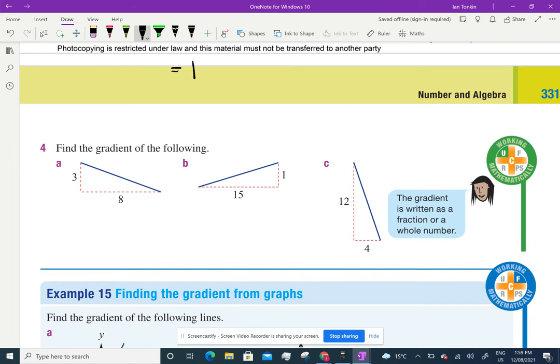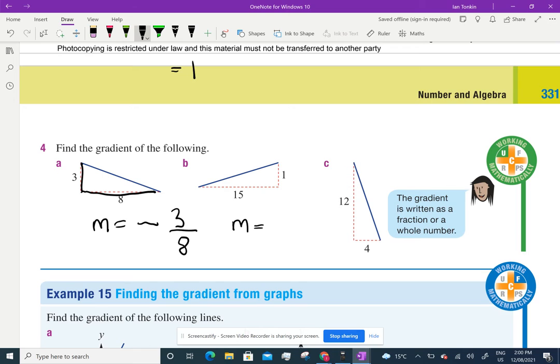All right. See if you can do these ones before me. The gradient of the following. Well, the gradient, and start using the letter M. It's going down, negative. It's rise, 3. It's run, 8. Negative 3 on 8.